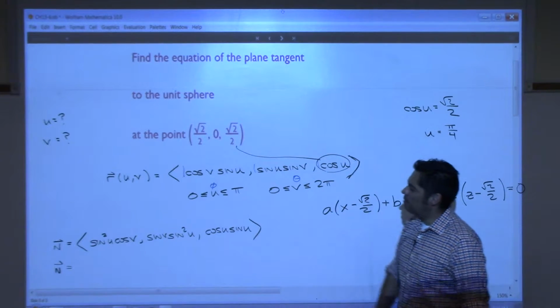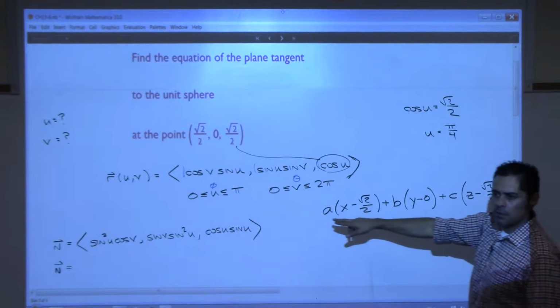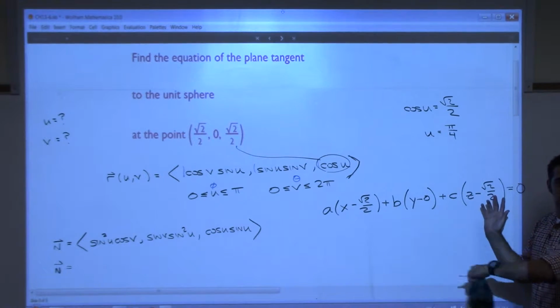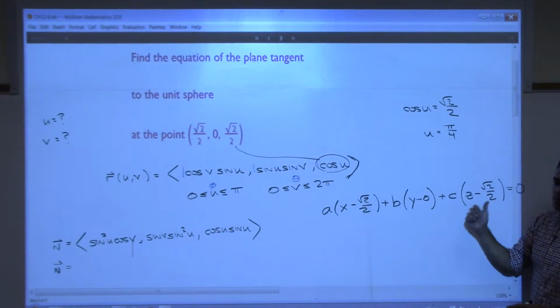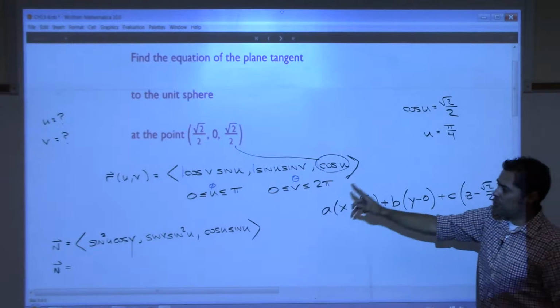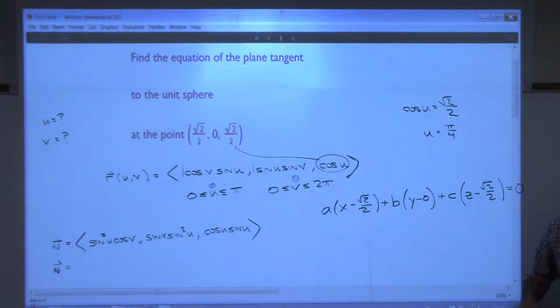No, wait, not 3 pi over 4. It's over in the fourth quadrant, isn't it? Which is outside of my range, right? Cosine is the x-coordinate on the unit circle. That's only positive in the first and fourth quadrants. So pi over 4 is the only solution that lives in here. Okay, so we've nailed down what u is, right?